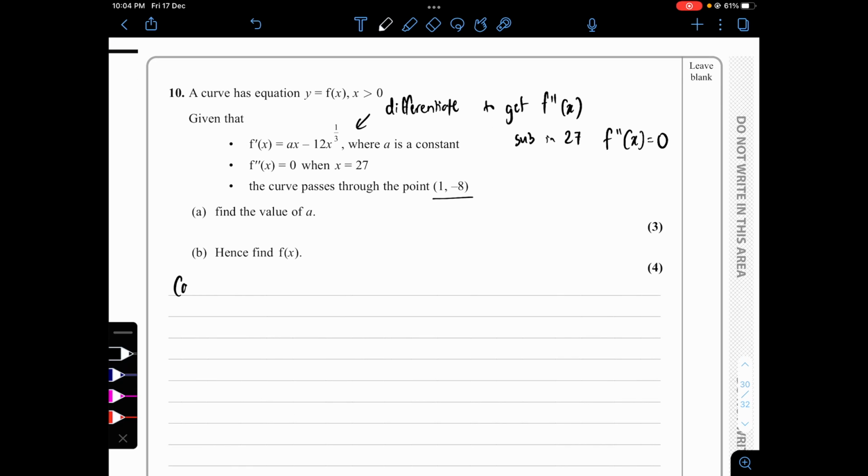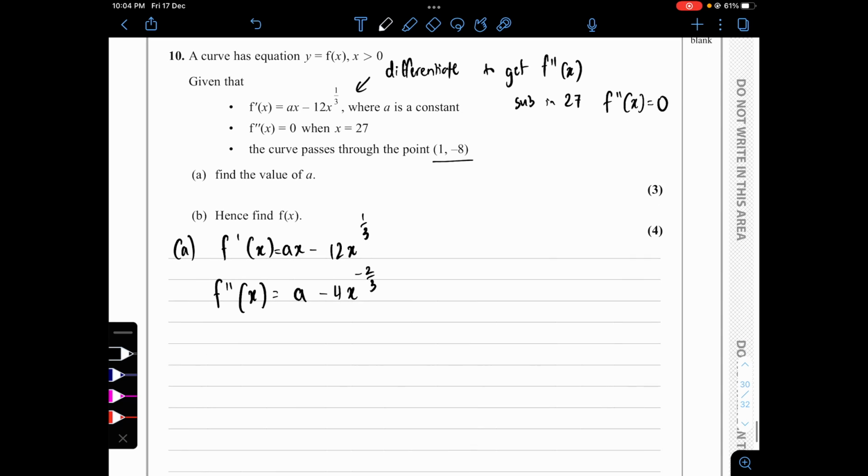So part A. So f dash x is ax minus 12x to the power a third. And we differentiate this once more. We will get, so ax will become a. So that'll be minus 12 times a third. And so minus 12 over 3 is minus 4, right? And we take 1 away from the power, so 4x to the power minus 2 over 3. And then what?